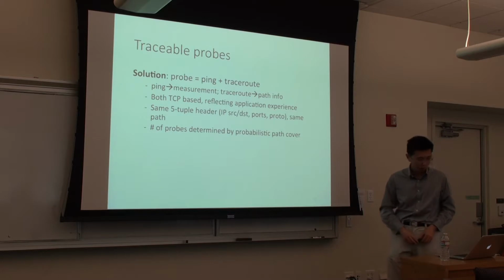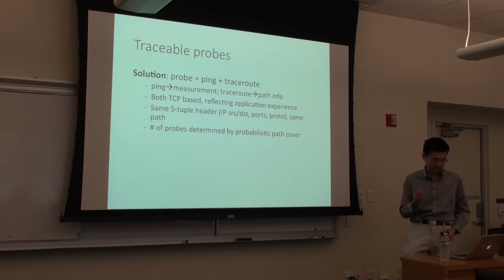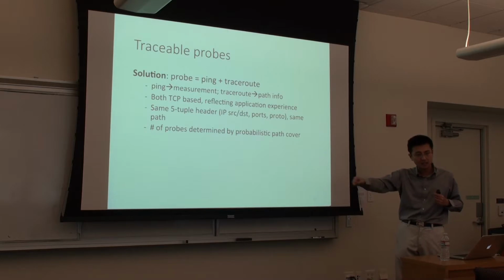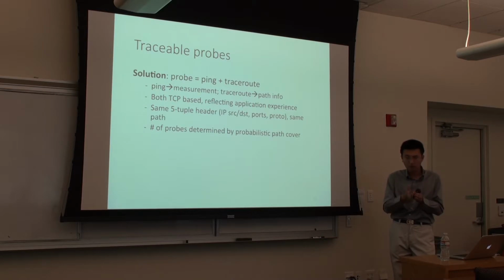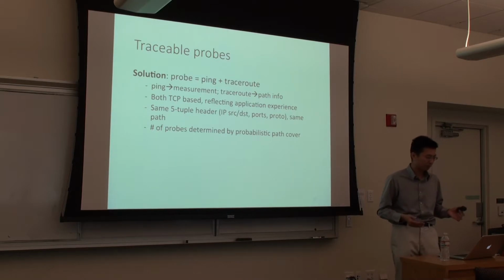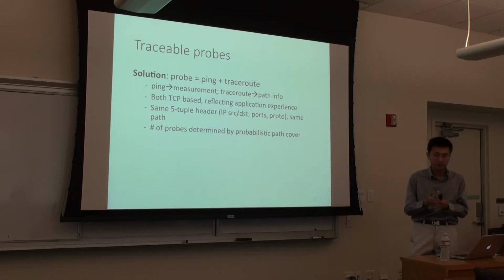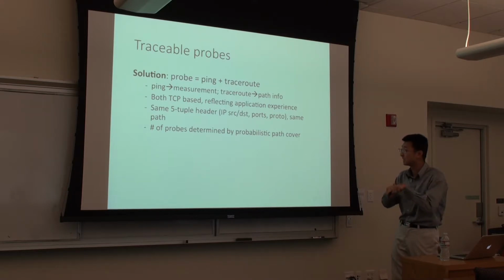So the solution to these two problems is to use these traceable probes. A traceable probe is a ping plus traceroute. A ping will measure the end-to-end latency between any 2 points, but the ping won't tell you the path information. But we can use the traceroute to get the path information. Both the ping and traceroute are TCP based. We use TCP ping and TCP traceroute, so that they will reflect the application level experience. Both ping and traceroute will use the exact same 5 tuple, IP source, IP destination, ports, and protocol, so that both ping and traceroute will travel through the exact same path.